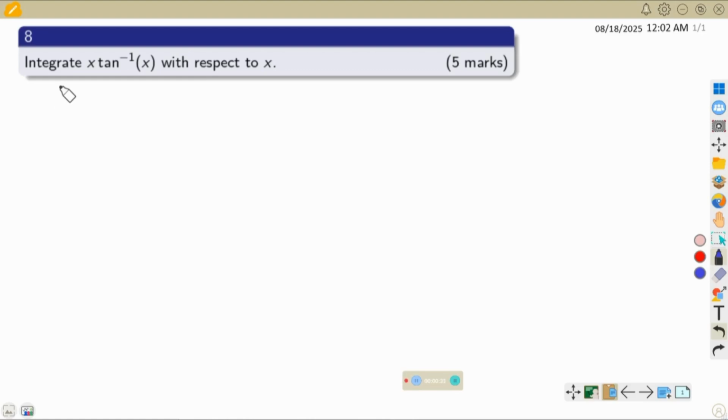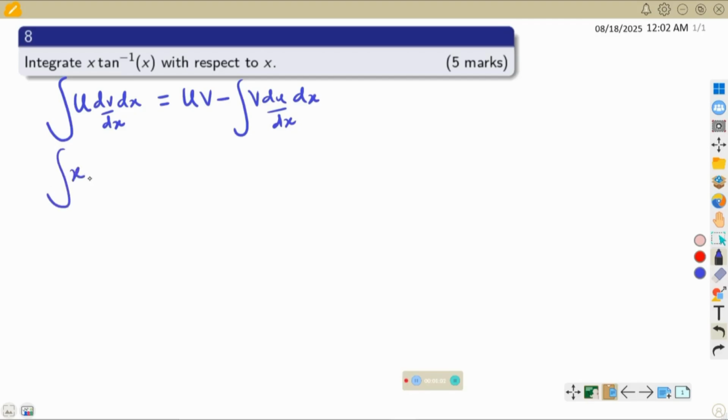We know integration by parts: when given the integral of u dv by dx, dx will be equal to u v minus the integral of v du by dx with respect to dx. So what they have given us is we are integrating x tan inverse of x dx.